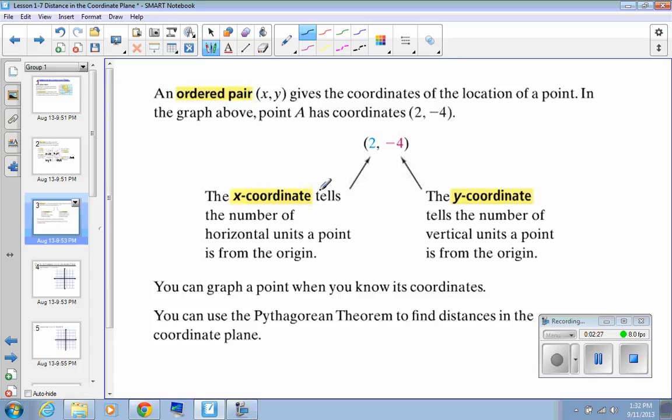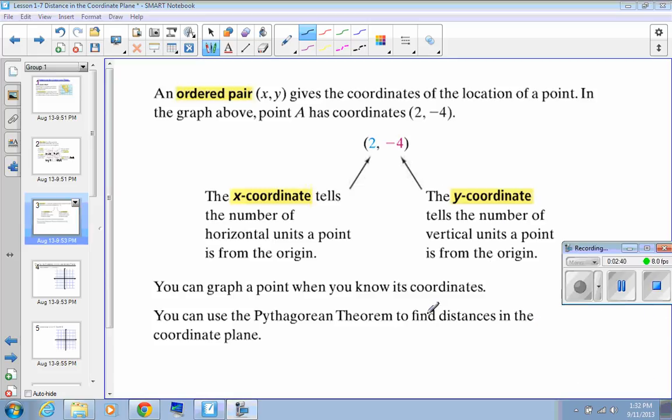The x-coordinate tells the number of horizontal units. The y-coordinate tells the vertical. You can graph a point when you know its coordinates, and you can also use the Pythagorean theorem to find distances in the coordinate plane.